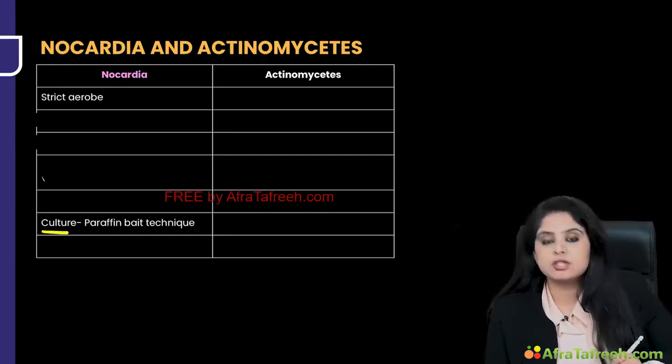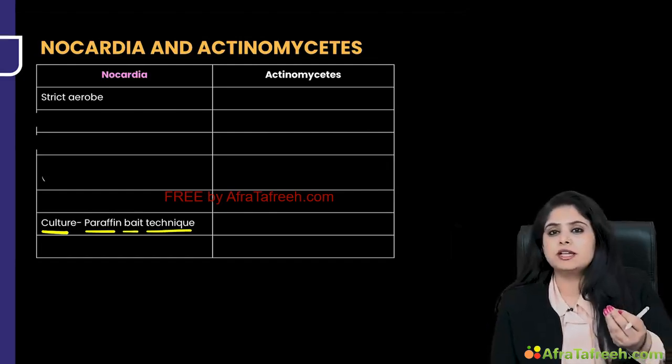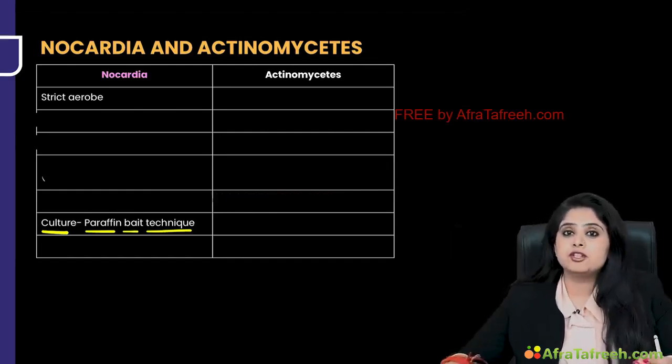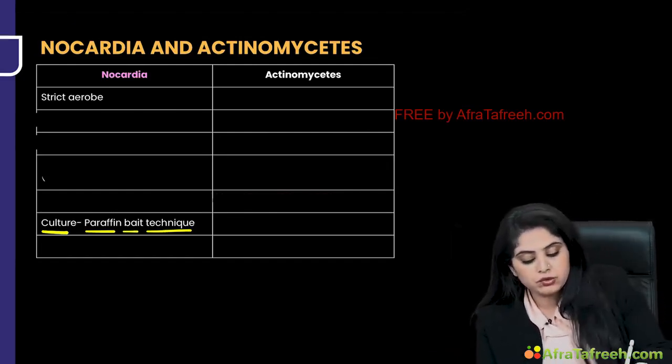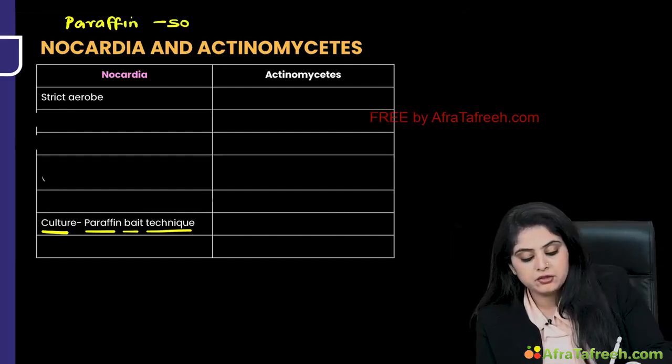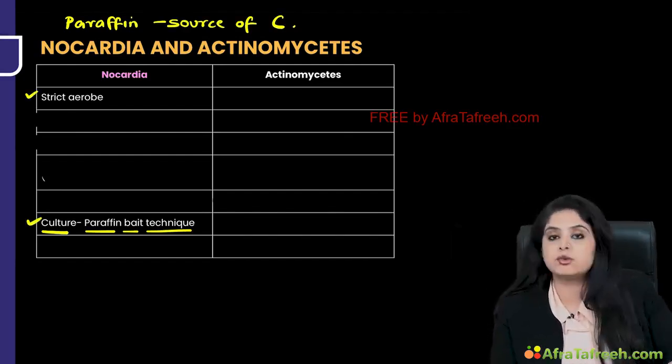So if you can give carbon to it by some technique, it will start growing. And you know how you culture it? You culture it by the paraffin bait technique. What is bait? Bait is like food you give to the fish so that you can catch them. Similarly, paraffin is going to be a source of carbon, and that is how you are going to grow Nocardia. So paraffin is used as a bait, and that is how you catch the Nocardia, you make it grow. So oxygen story done, carbon story done.